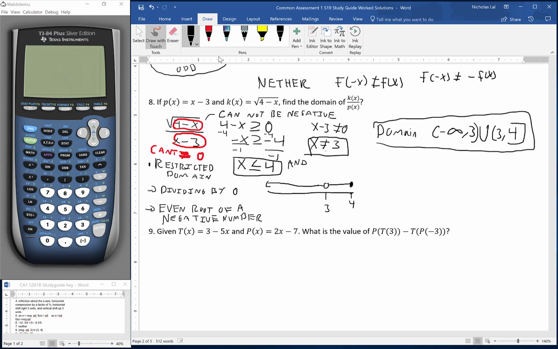And here we go. That's the answer to 8. Now, for 9, given t of x is equal to 3 minus 5x and p of x is equal to 2x minus 7, what is the value of p of t of 3 minus t of p of negative 3? So what we need to do here is take our composition. All right, so let's find p of t of 3.